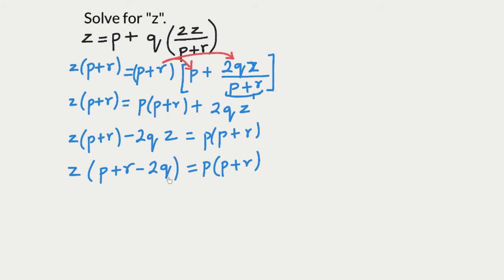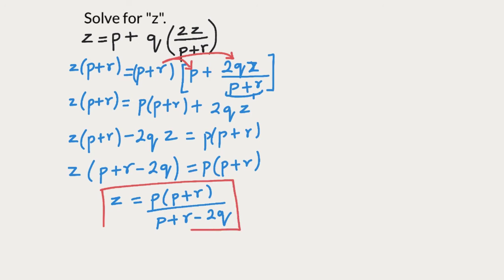Because this quantity is being multiplied by z, we can take it to the other side and it will show up in the denominator. Z equals p times p plus r over p plus r minus 2q. Now we have solved this equation for z, and on the right hand side there is no term that contains z. Z is truly isolated on the left hand side.